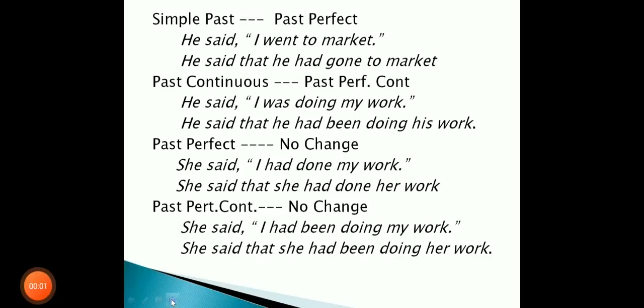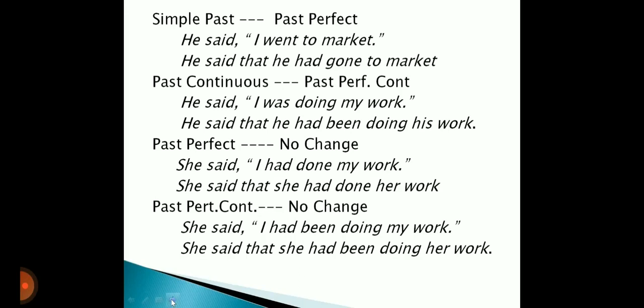Like that, simple past tense will be changed into past perfect tense. For example, he said, I went to market. He said that he had gone to market. Past continuous tense will be changed into past perfect continuous. He said, I was doing my work. He said that he had been doing his work.